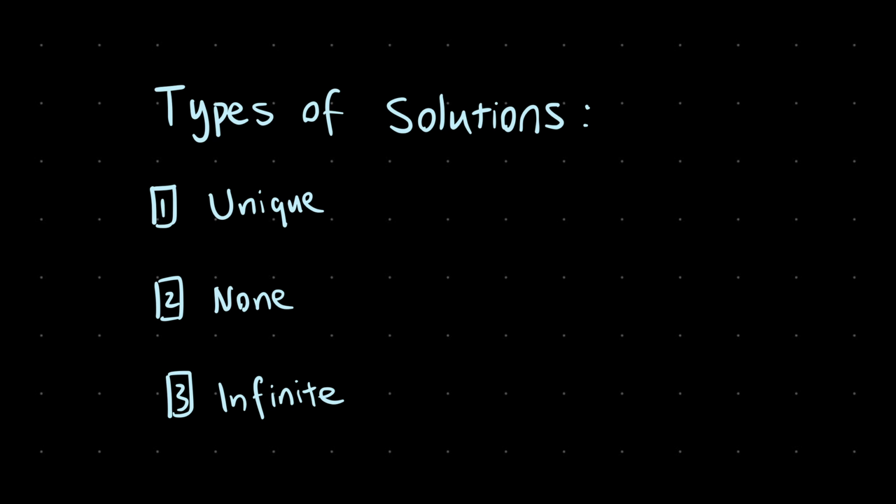Hey everyone, so this video is going to cover the three types of solutions that we might get when solving a simultaneous equation, which are a unique solution, no solution, or infinite solutions. And let's look at each case and how these solutions look on a graph.